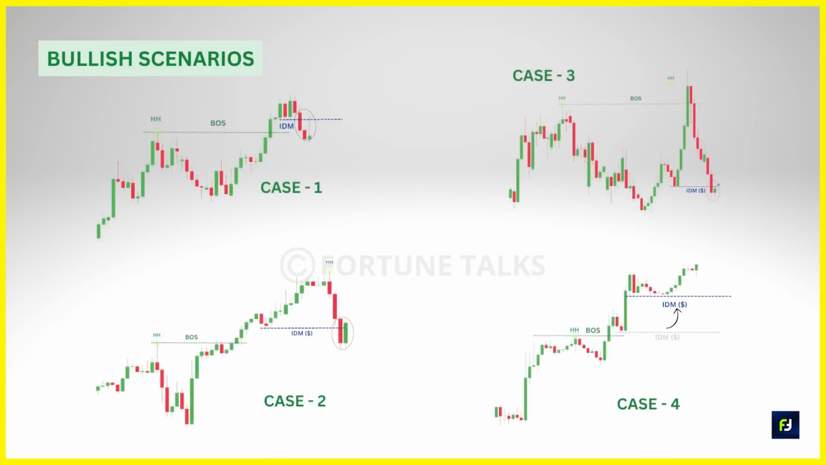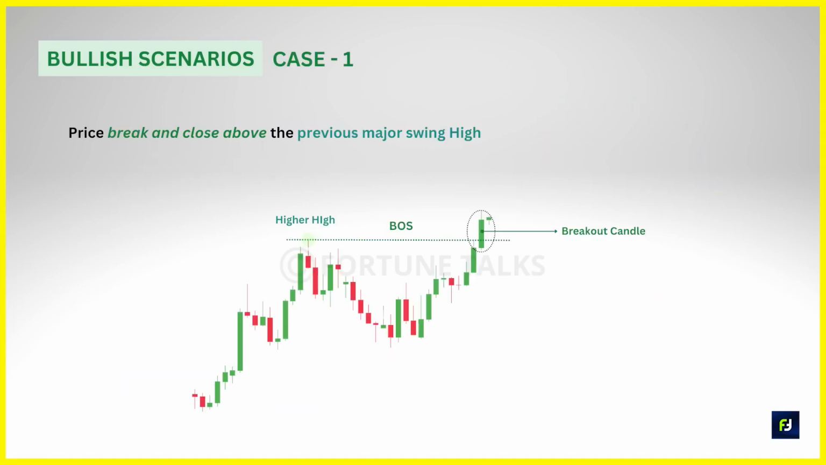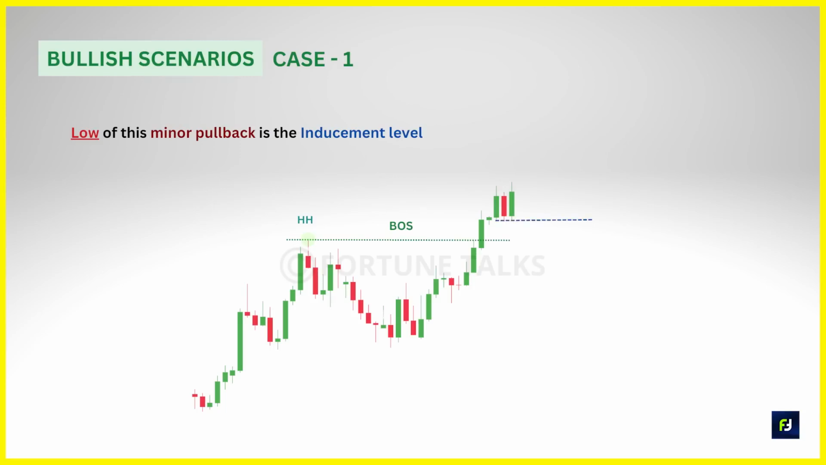Anyways, here we have 4 situations. We will take a detailed look at each one of them. In the first case, we can see the price break and close above the previous major swing high. This is our valid break of structure. Now let us see what happened after the break of structure. You can notice how the price moved higher and then it formed a minor pullback. As per our definition, the low of this minor pullback is our inducement level. We can draw a small horizontal line at this low to mark the inducement.